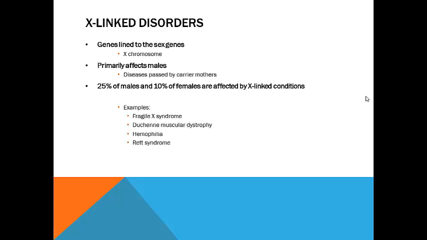And finally, the X-linked disorders. These genes are linked to the sex genes, so commonly the X chromosome. Primarily affects males, so the disease is passed by carrier mothers. And 25% of males and 10% of females are affected by X-linked conditions. Some examples of X-linked conditions include Fragile X syndrome, Duchenne muscular dystrophy, hemophilia, and Rett syndrome.